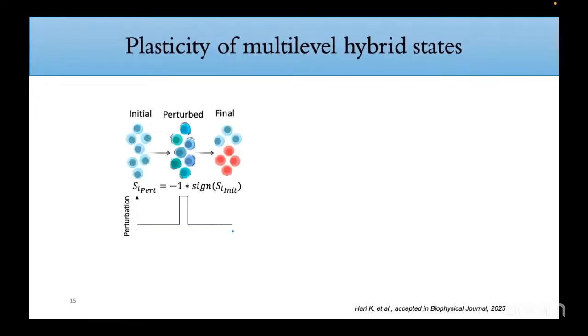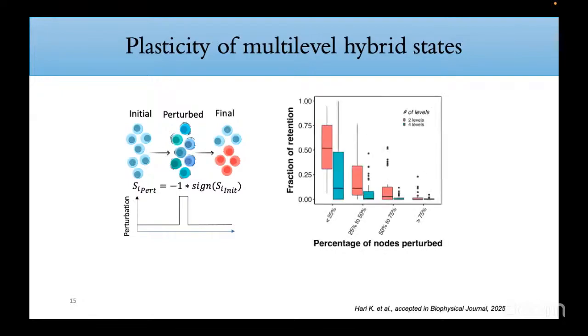stable. Again, we perform the same experiment where we give a homogeneous population of cells a transient signal, and ask what happens to the final phenotype. Do they come back? Do they not come back? And here on the y-axis, I'm plotting the fraction of retention, which is 1 minus the plasticity that I showed you earlier. And as you can see, the hybrid states that you get in the two-level or Boolean model are much more stable in some sense than the hybrid states that you get in multi-level. So in a way, these new hybrid states in the multi-level formalism are more plastic.